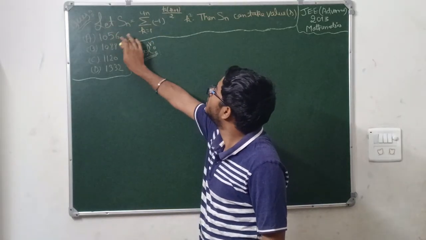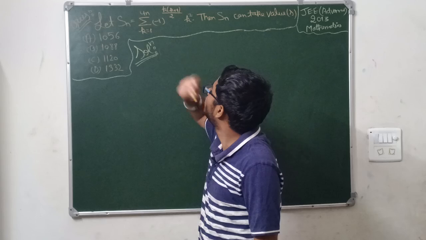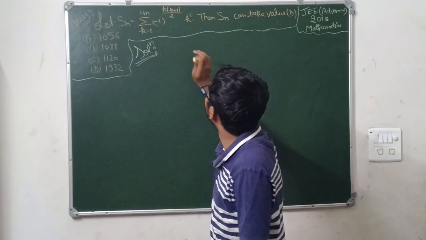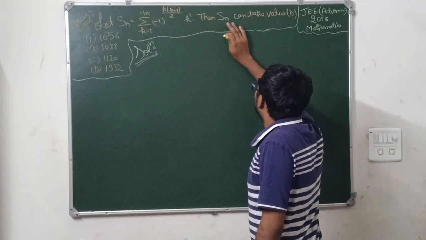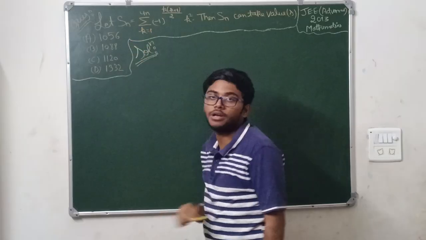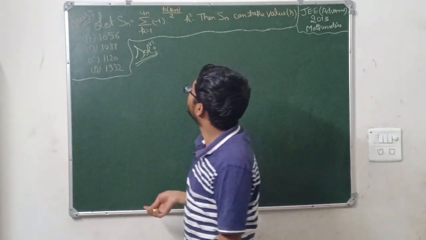Here you have been given a series Sn equals summation k equals 1 to 4n of (-1)^(k(k+1)/2) into k square. Then we have to find what can be the possible values of Sn. These are the four options. It is a multi-correct question, so we will be solving this.